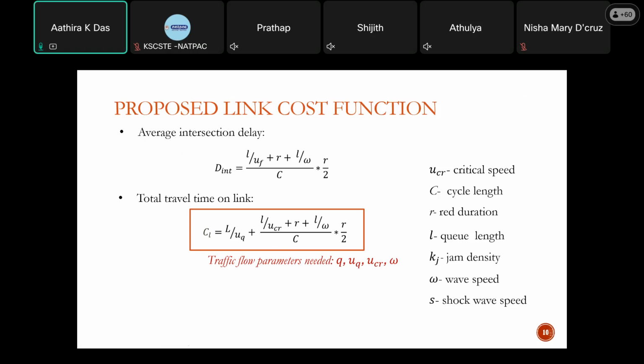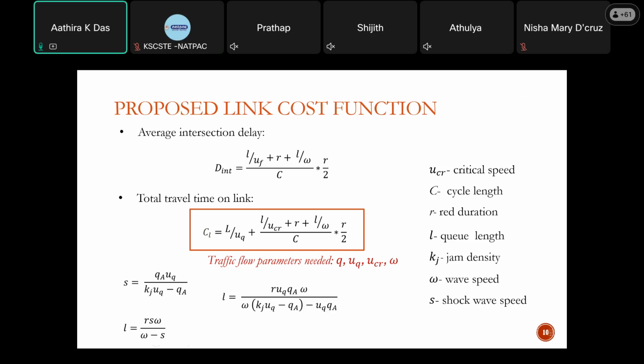And if this particular link function is used in a traffic assignment model, replacing the conventional function, it will be suitable for a mixed traffic condition. So here, these are the shock wave, slope of the shock wave and the length of the queue, the equations that are required in this equation for the total travel time.